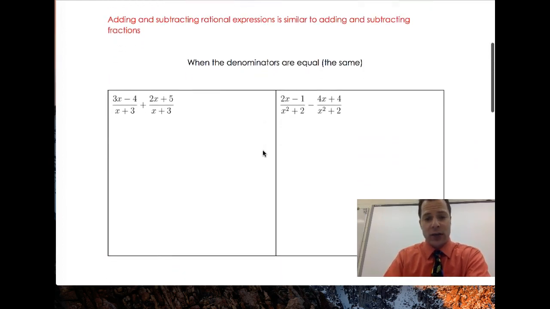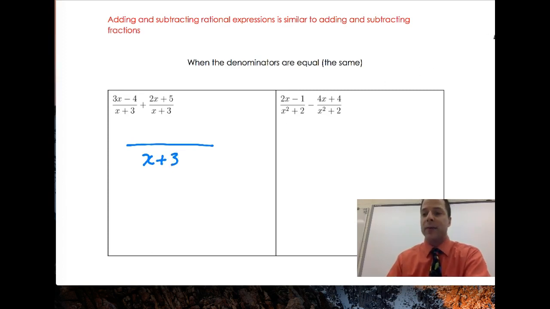I've just got two quick examples. Okay, so we have 3x minus 4 over x plus 3 plus 2x plus 5 over x plus 3. So with fractions, when they have the same denominator, you're just going to go ahead and leave that denominator. You're going to just say, okay, the common denominator is x plus 3. You're not going to add them together, okay? And in this case, you're not going to do anything with the denominators. The numerators are just going to come down.